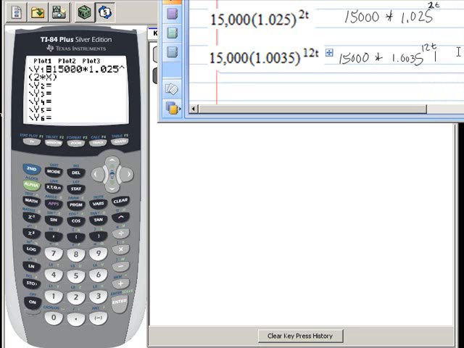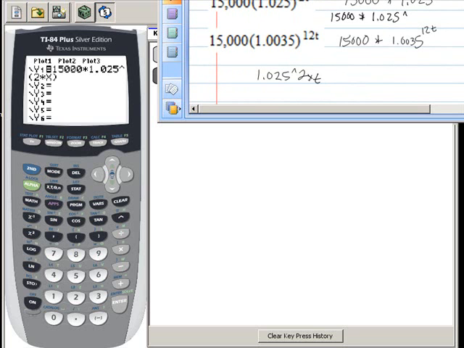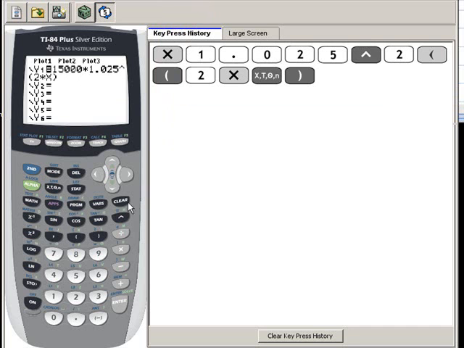So really what I have to say is 15,000 times 1.025 to the, okay, now, if I just say to the 2, let me show you what it'll do. If I say 1.025 to the 2 times t, what it's going to give me is 1.025 squared times t. So what I need to tell it is 1.025 to the 2t, and say I want all of that raised to that power. So that will give me 2t, like that up there, and I'm just using x instead of t. So 15,000 times 1.025 to the 2x.